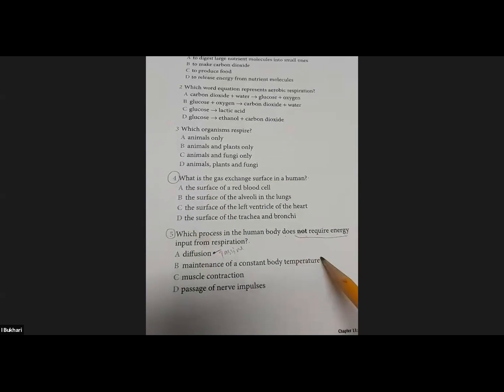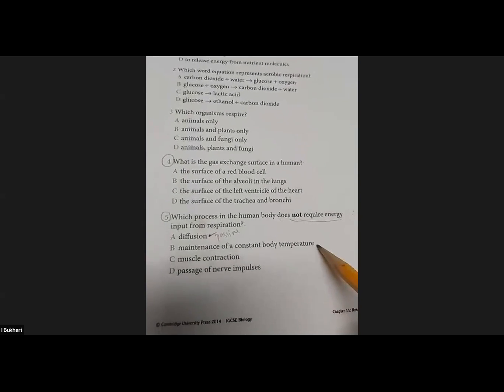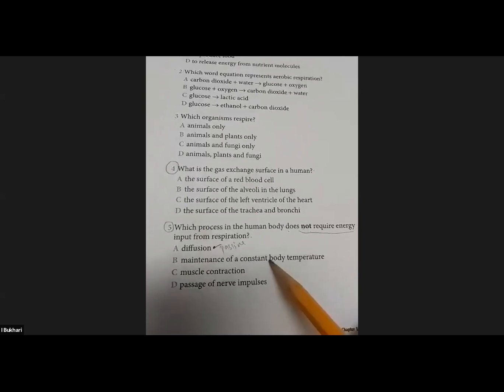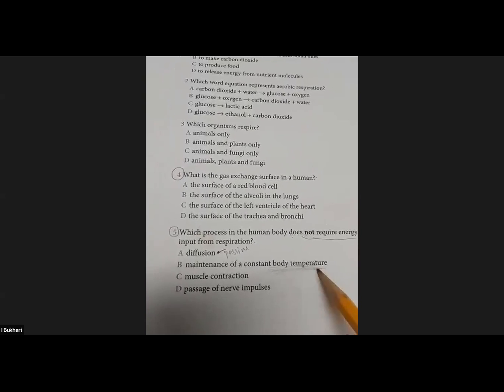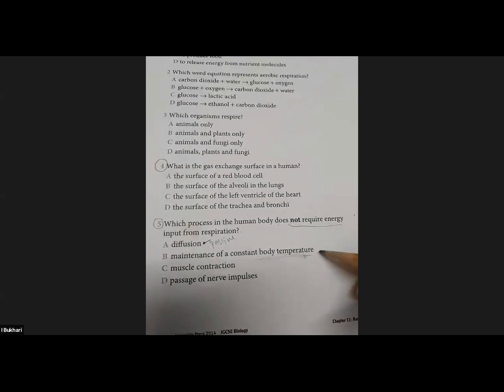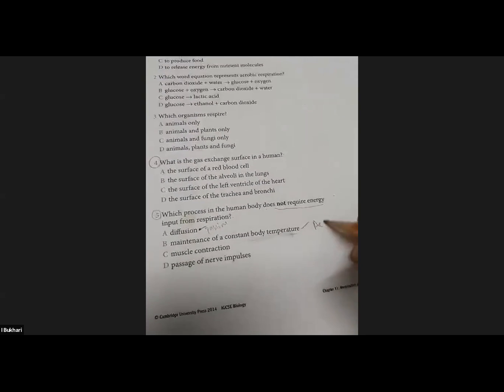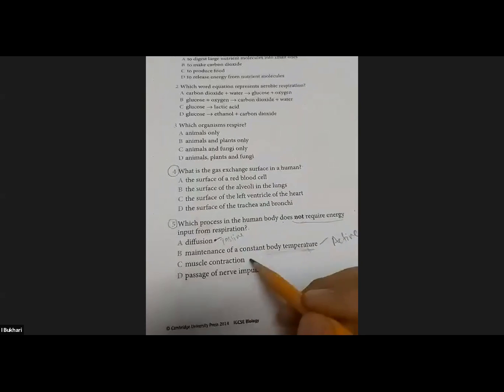Okay, what about maintenance of a constant body temperature? Is that passive? For this, we need heat. That is a lot of energy, and that is released from respiration. So this is active. What about muscle contraction?